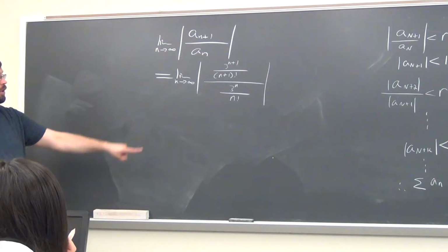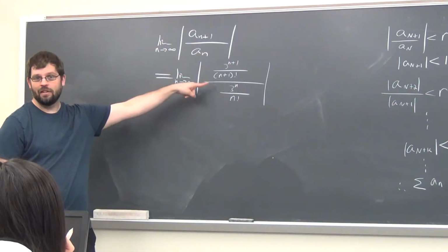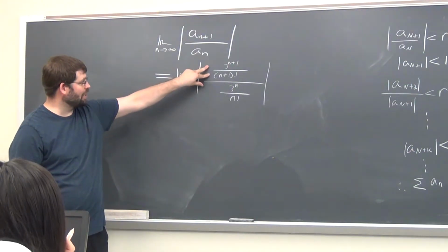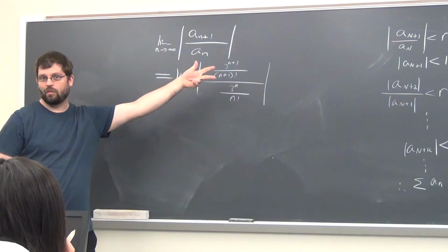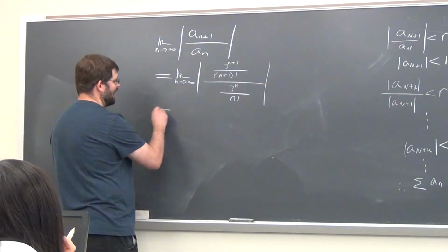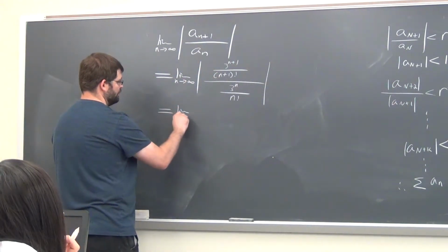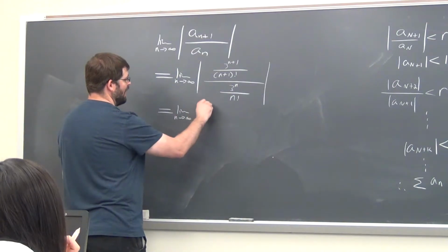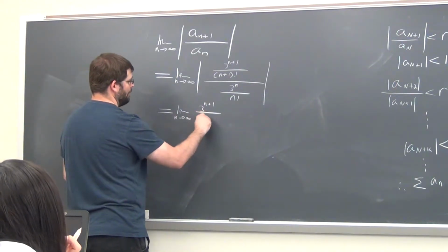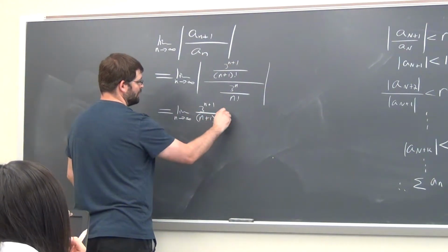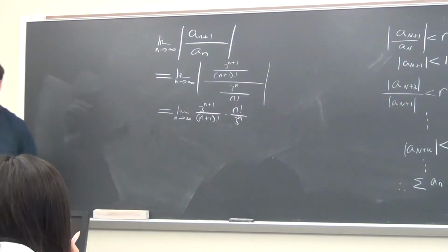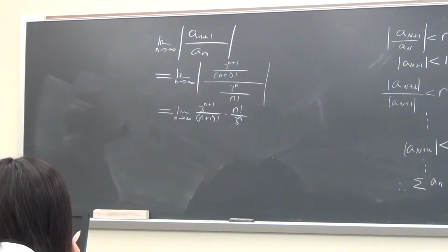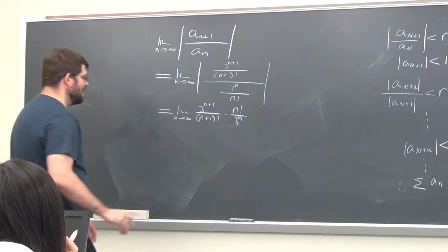And usually, we don't even bother writing this line, because what is it? If you have a fraction and then you divide by another fraction, you can just multiply by its reciprocal, right? So we usually will just start off with taking our a sub n plus 1 and then multiplying by the reciprocal of a sub n. Does that make sense?